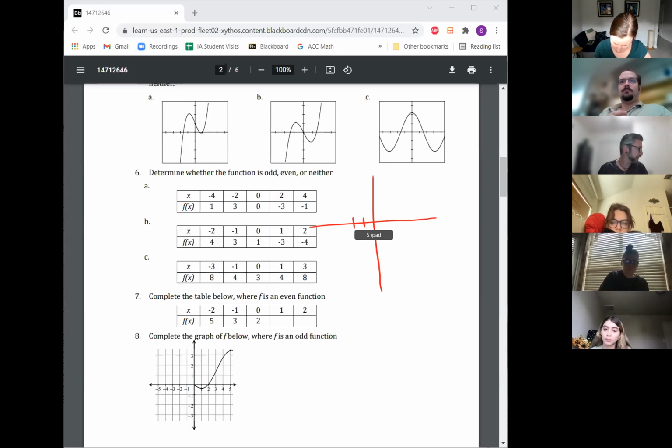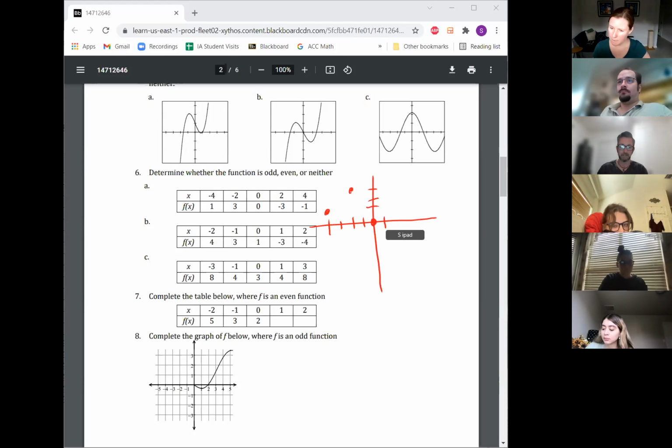Back to 1, 2, 3, 4. 1, 2, and then negative or positive 3. So it looked, oh, whoops, that's not very good. Move that up a little more. It looks like if you fold it or spin it either way, it's going to balance out. Oh, interesting. So it's both? It certainly looks that way.